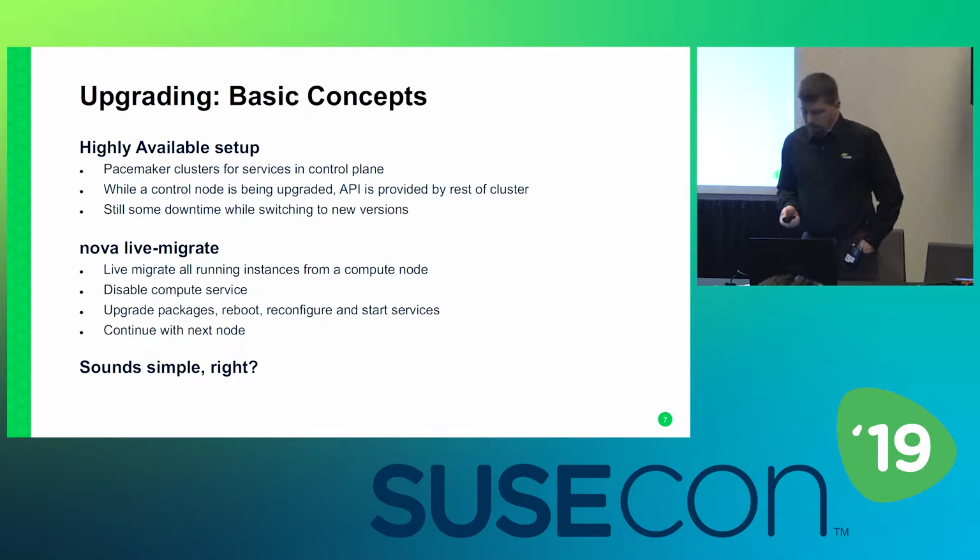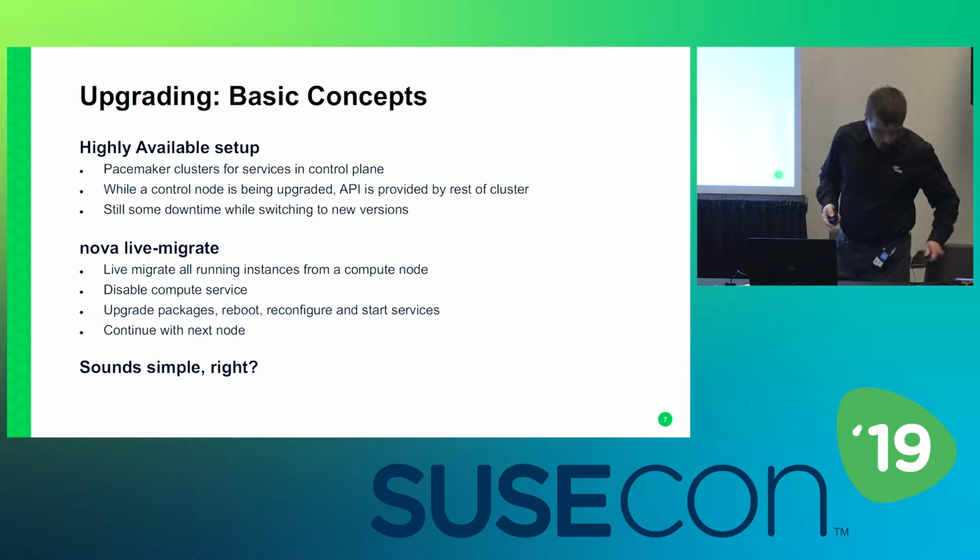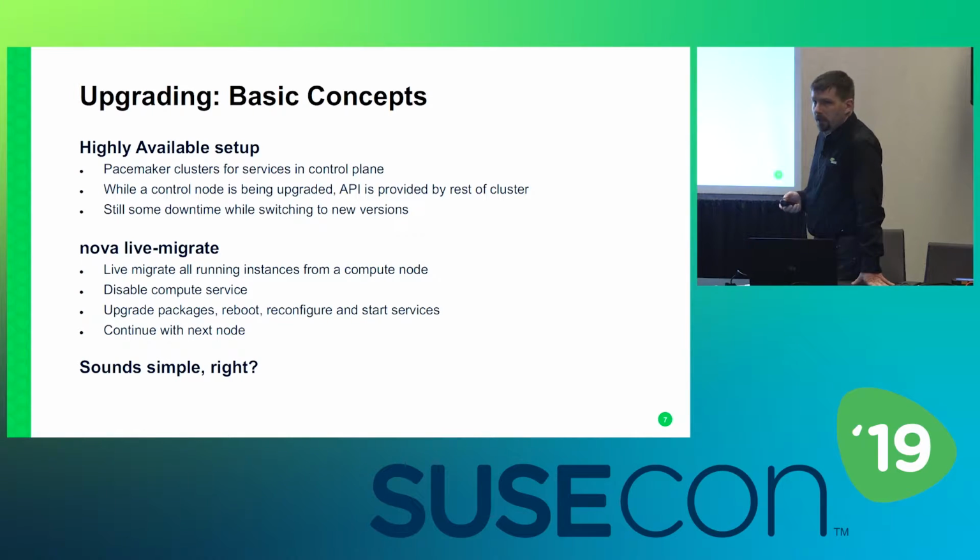So what would be the basic idea behind the upgrade, how to do the upgrade? We require the setup to be highly available. That means we have pacemaker clusters on the control plane. Every service is running basically active on each node of the cluster. So the idea is to take one node of the cluster, shut down the services that are running on that node, and upgrade the node. While the node is being upgraded, the other nodes in the cluster could still provide the services, right?